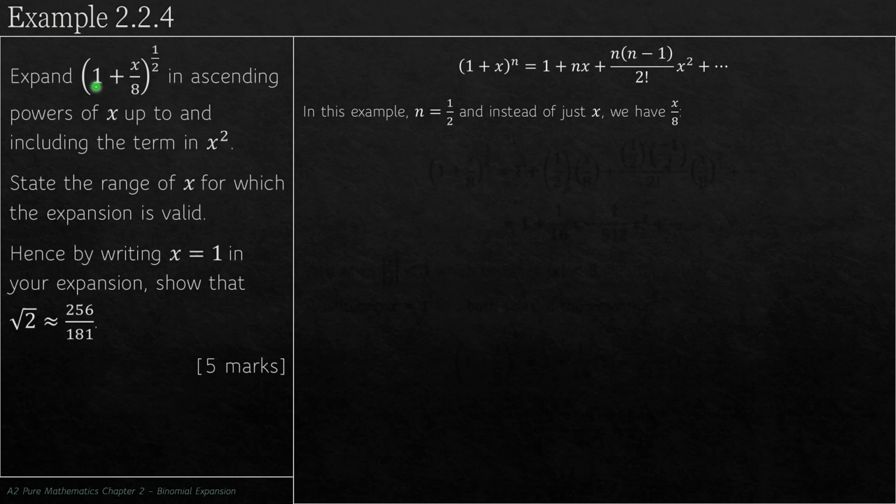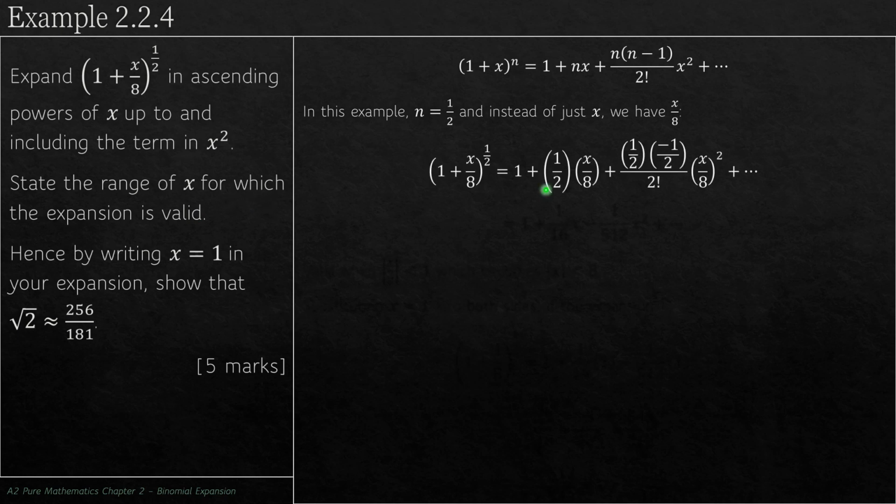Looking at this question here, so I want to expand 1 plus x over 8 to the power of a half in ascending powers of x up to and including the x squared term. So in this example we have n is equal to a half, and then instead of x I need to use x over 8. The 1 plus can stay, that matches, but the x needs to change to x over 8. Like I said before, let's write this out without doing any simplification. So have a go at expanding that and then simplify it down and see if you can write down the range of values for x for which this is valid. So pause the video and have a go at that.